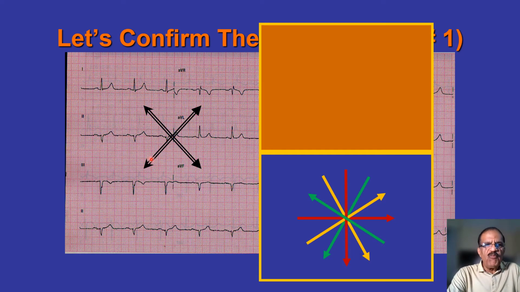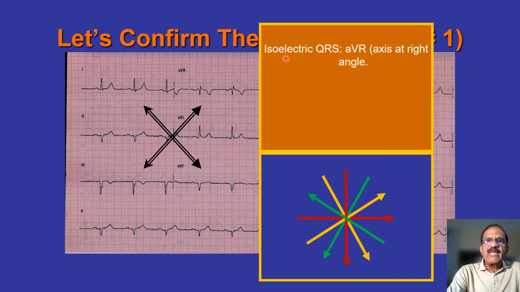Now let's see which complex is isoelectric. First you look for a QRS complex which is isoelectric. In this case, the isoelectric QRS is seen in AVR, this green arrow. So the inference is that the axis is at right angle to this AVR, which is limb lead 3.